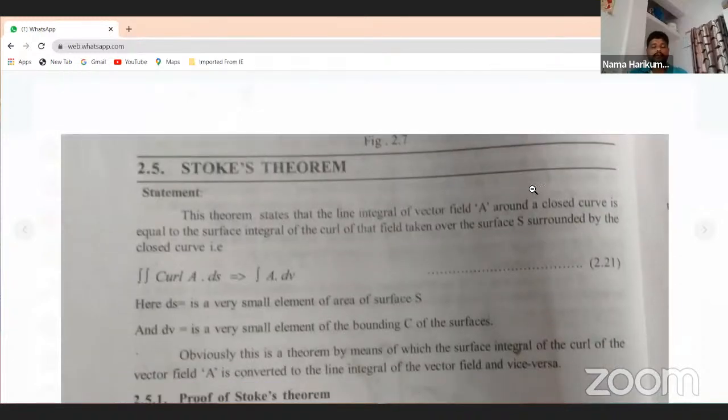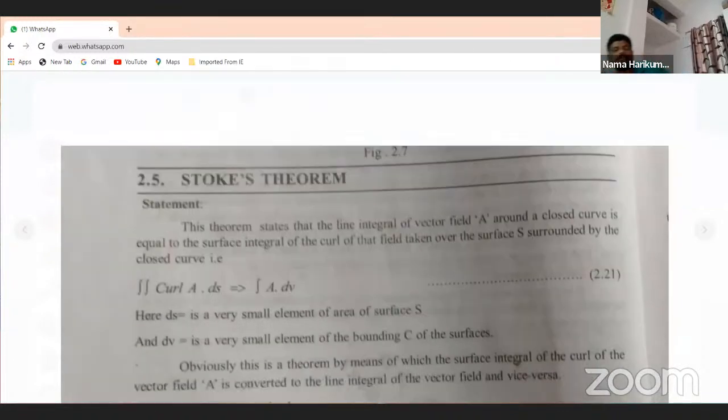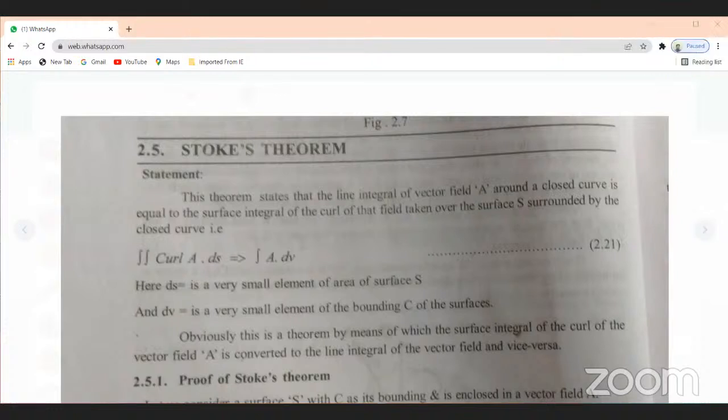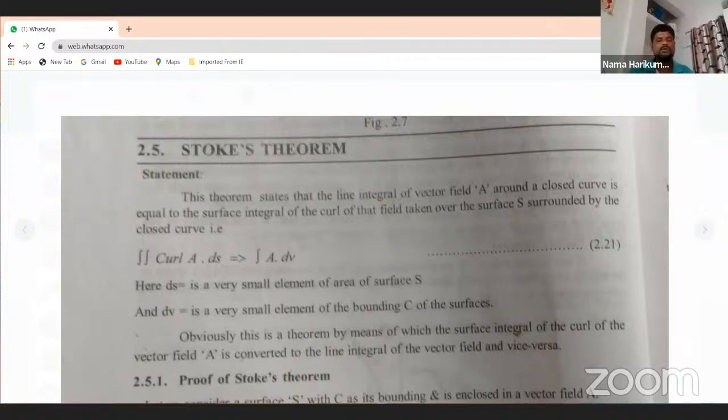Surface integral equation is double integration of A dot dS equal to double integration of A dS cos theta. That is the equation. Yesterday we explained it on the board also. Okay, that is the equation number 2 in Stokes theorem.